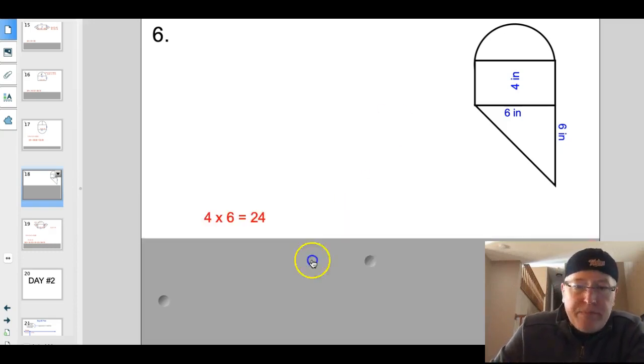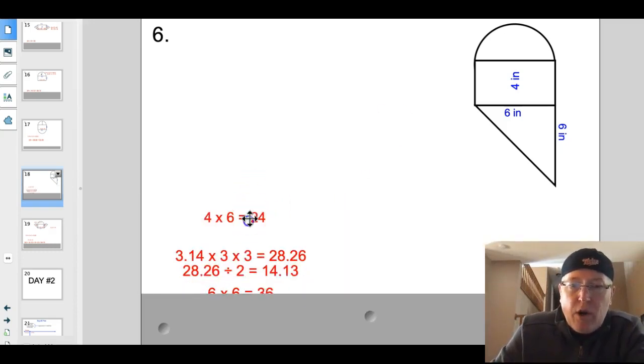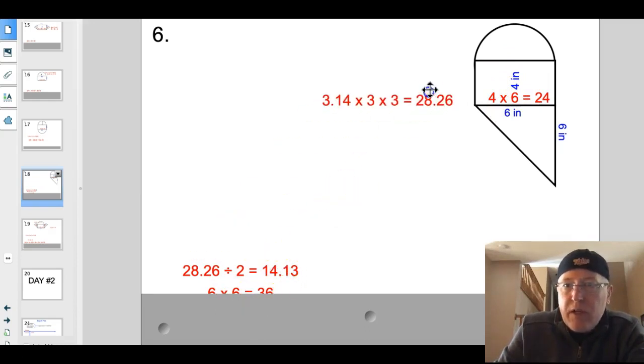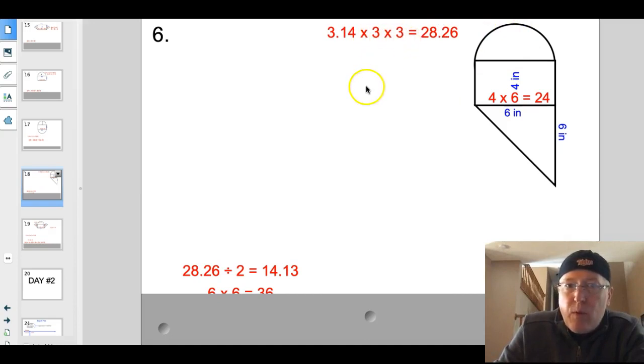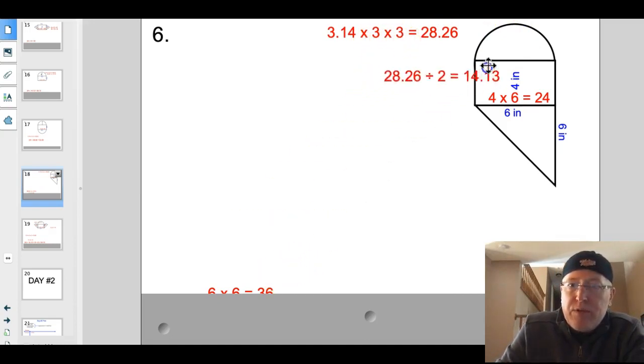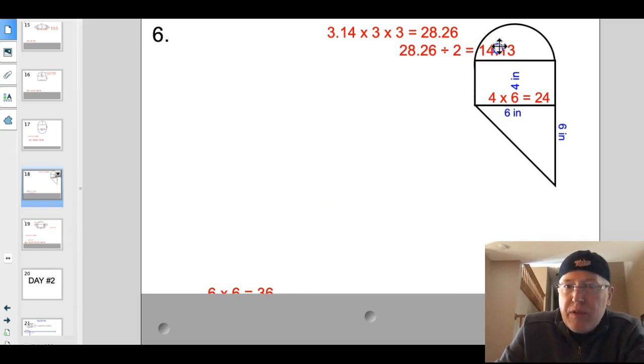All right, well, again, a lot of it we already know. And that's okay, because we're just getting used to the fact that, hey, this is 6 times 4. That's a rectangle. That's 24. Now we've got to find the half circle. Well, it's pi r squared again, and again, the radius is 3. 3.14 times 3 times 3 is 28.26. Divide that by 2. You've got 14.13 for that half circle.